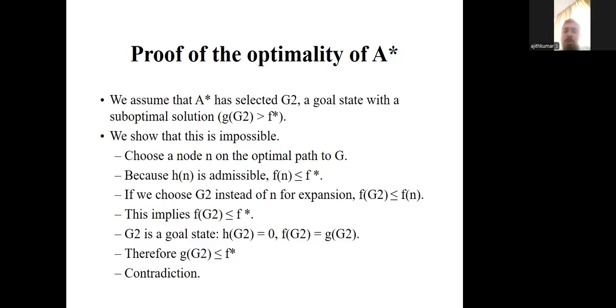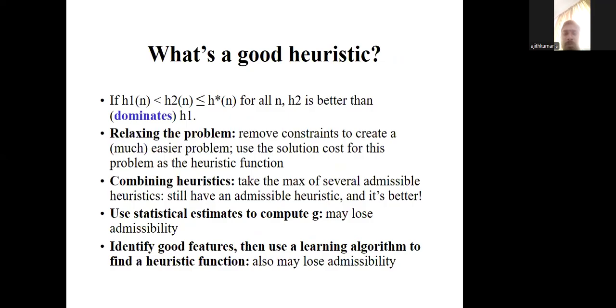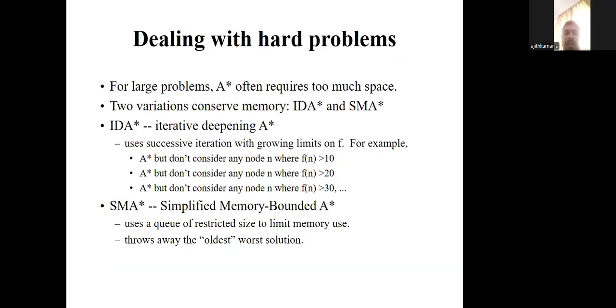Proof of optimality of A star search: we assume that A star has selected G2, a suboptimal goal state. We show that this is impossible. Dealing with hard problems: for large problems A star often requires too much space. Two variations conserve memory: IDA star and SMA star. IDA star is iterative deepening, and SMA star is simplified memory-bounded.